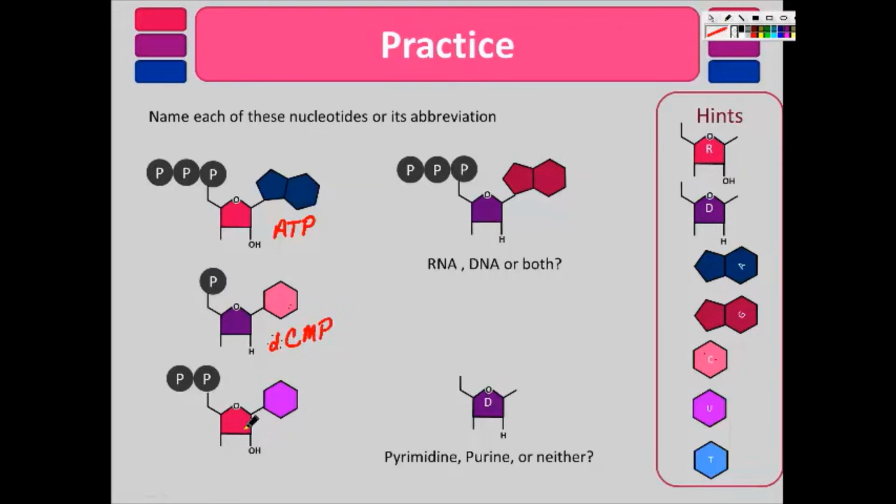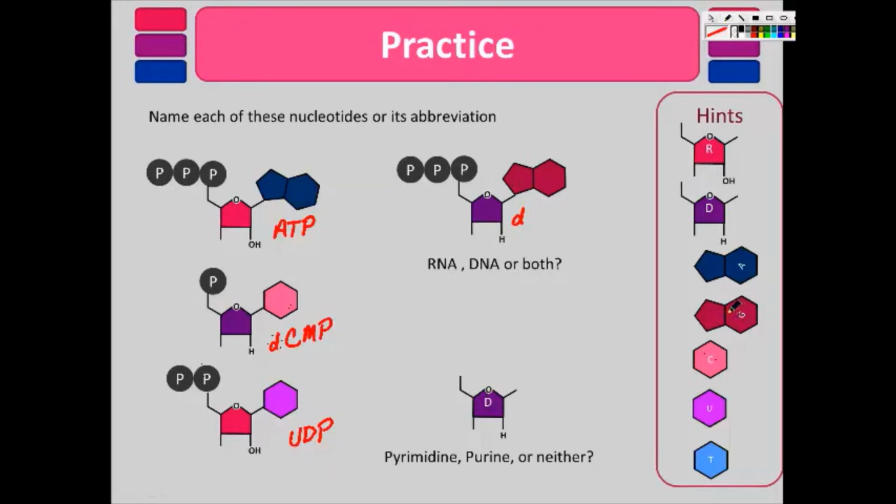This example has a ribose sugar, so there's no prefix needed. It has 2 phosphates, and it has a uracil base. So this will be UDP for uridine diphosphate. Our fourth example, again, has a deoxyribose pentose sugar.